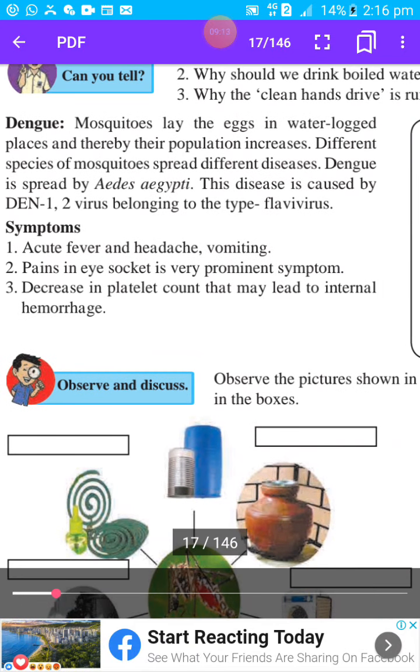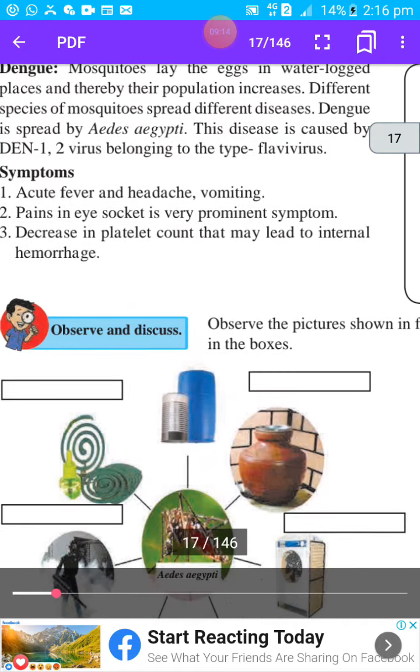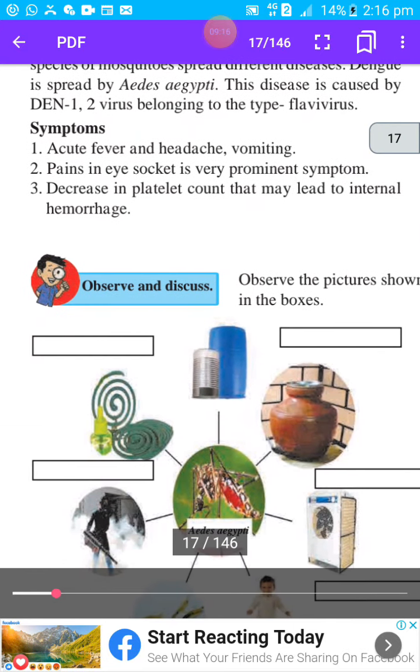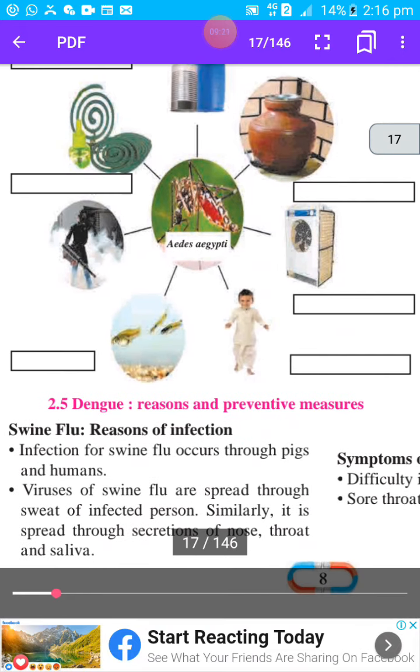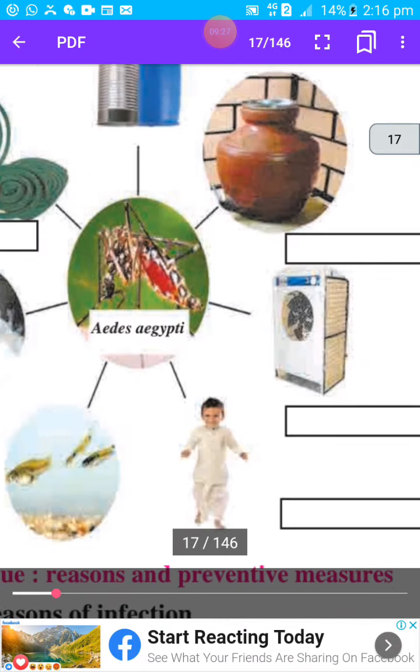So what are the symptoms of this disease? Acute fever, headache and vomiting. Then there are pains in our eye socket, and there is a decrease in the platelets of our blood, and there is internal bleeding also. These are the symptoms.